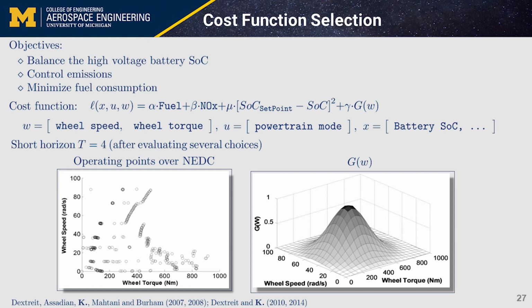After evaluating several choices, we looked at a short horizon of four steps for generating the policy. And this is just to mention how we pick this G of W term, which penalizes the actions of the leader. The idea here was to look at where the vehicle would normally operate in terms of wheel torque and wheel speed, and essentially put a maximum in that range as the first player trying to maximize the cost. So it would try to essentially drive the operation closer to that region.